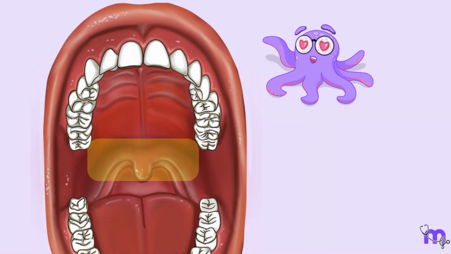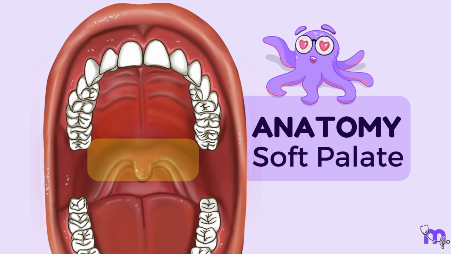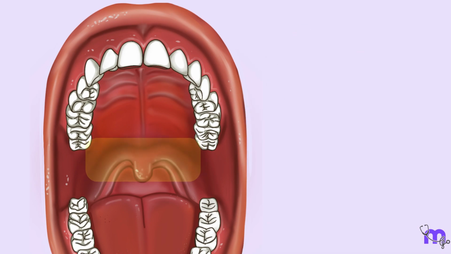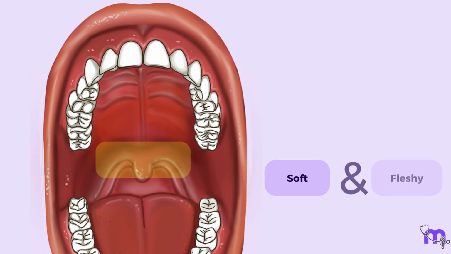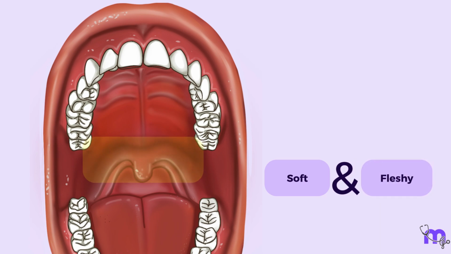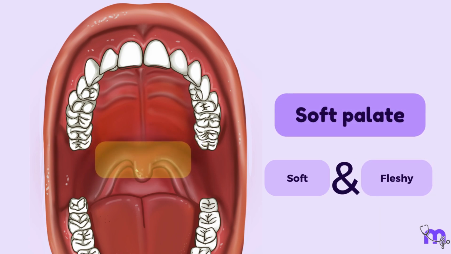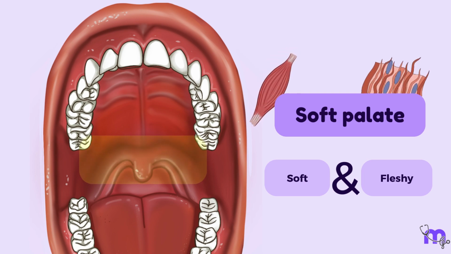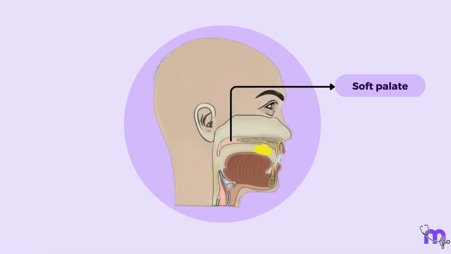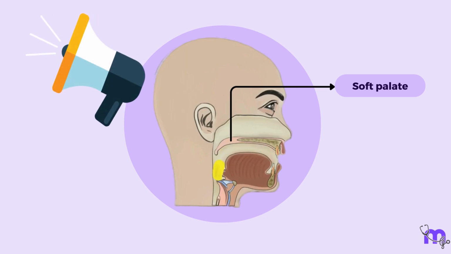Now shift your focus to the anatomy of the soft palate. The posterior one-third of the palate is soft and fleshy, and therefore called the soft palate. It consists of muscles and connective tissue. The soft palate can move, and it plays a vital role in actions like swallowing and speech.